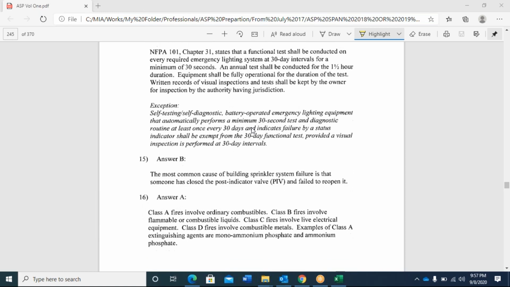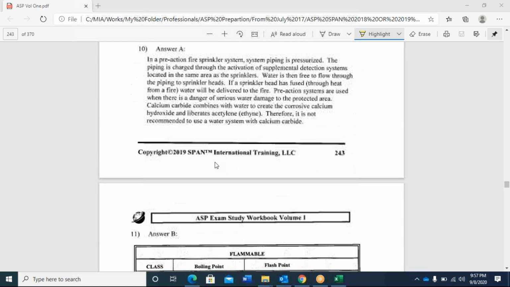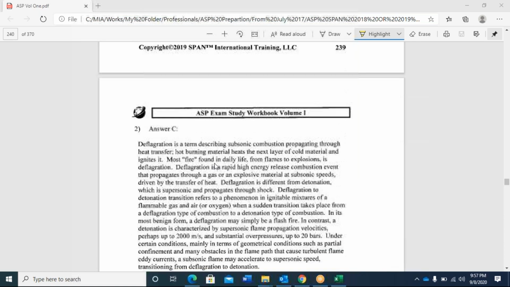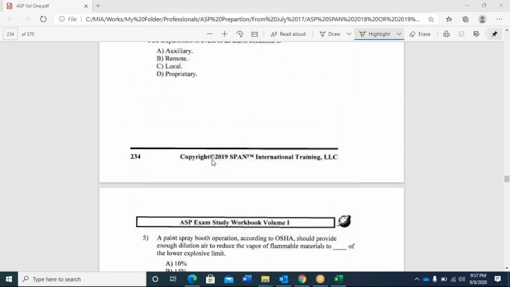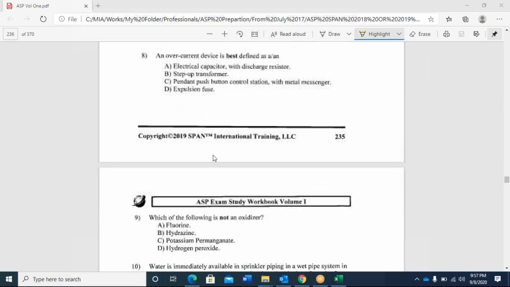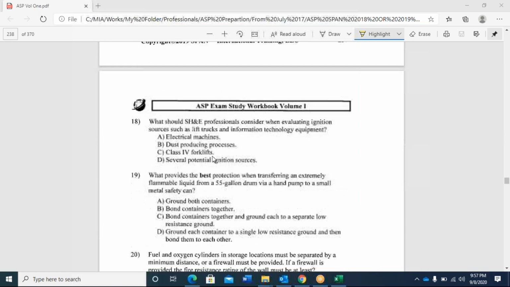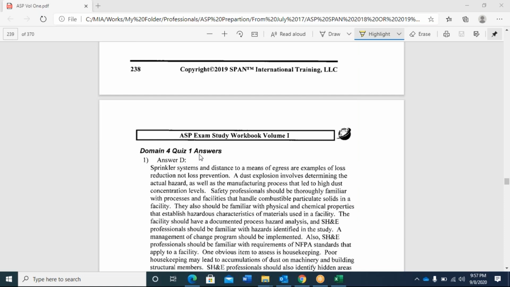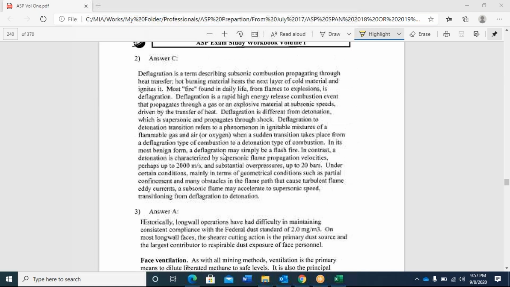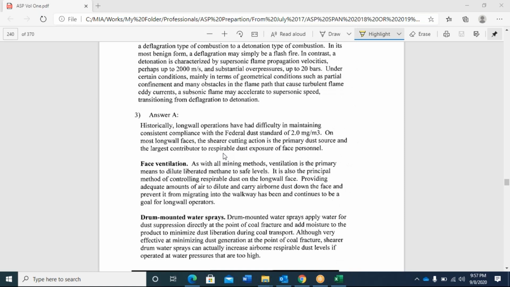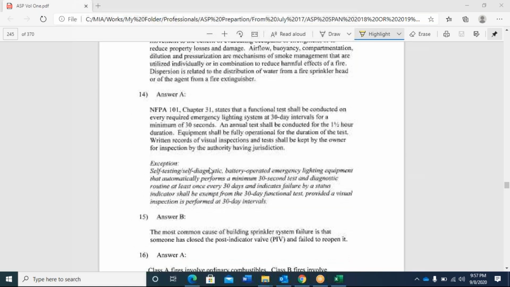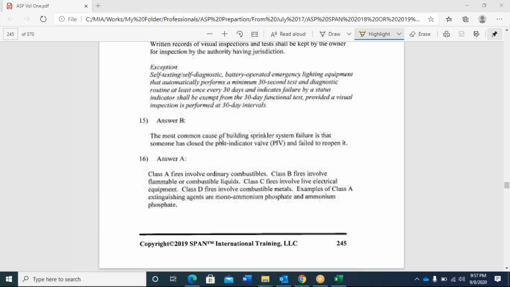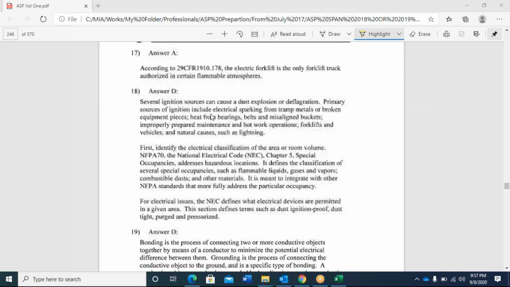So now we have completed the quiz. We have one exception in this domain, domain 1. Yes, you have one exception in this section. If the light is working by battery, you don't need to test it annually because this battery only gives 30 seconds. Okay, it's nice. So we have completed all the questions in quiz number 1.